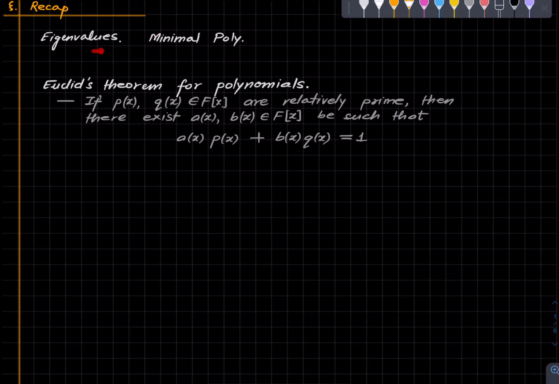I'm not going to recall any of this in detail because we have done it so many times, and you can always go back to the corresponding videos. One thing that we will need for this lecture is Euclid's theorem for polynomials, and this is the statement. Again, we have used this so many times that there is no point reading this out. So let's continue.